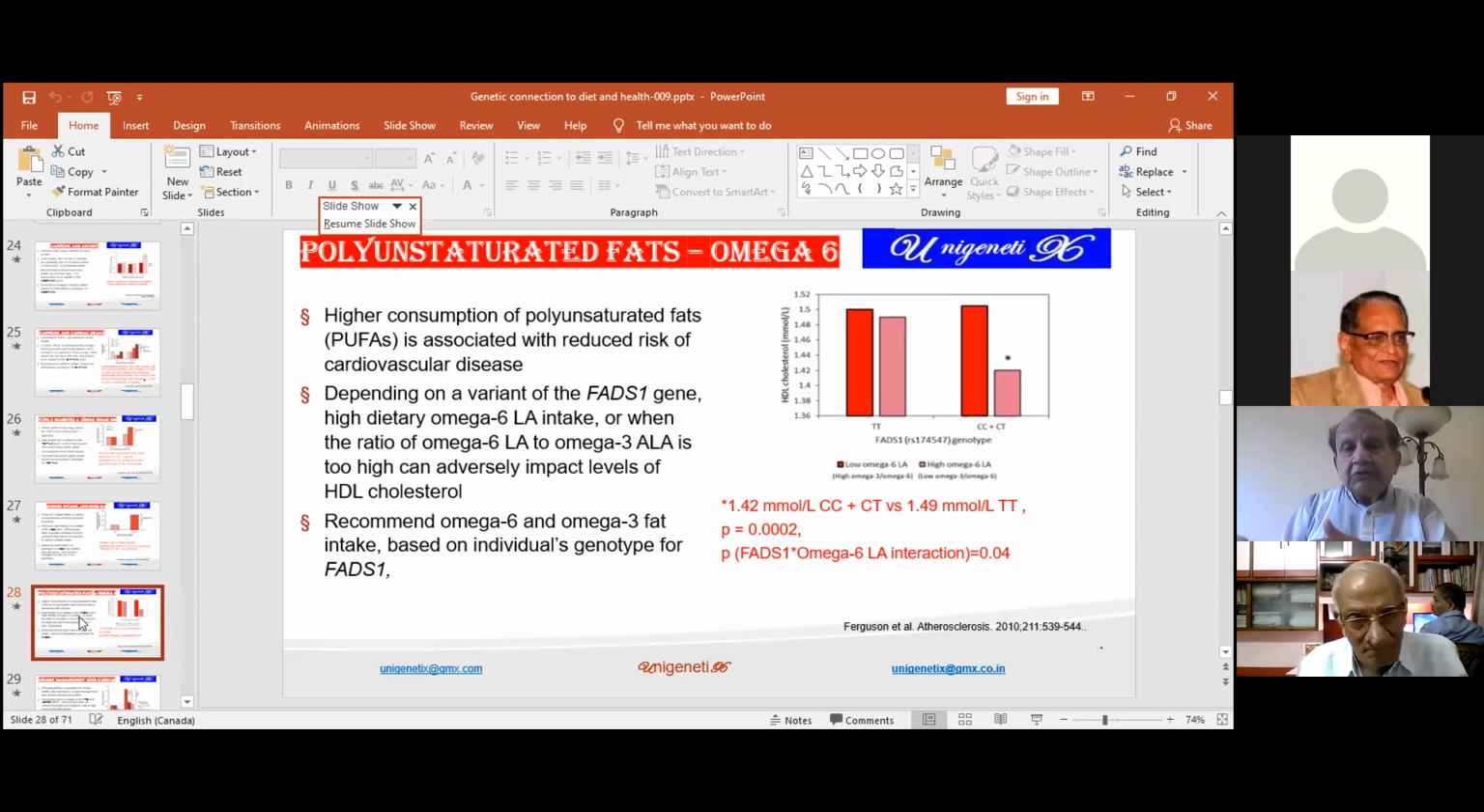Again, it's the genotype that matters. And depending upon genotype, the omega-6 or polyunsaturated fat will help or not.